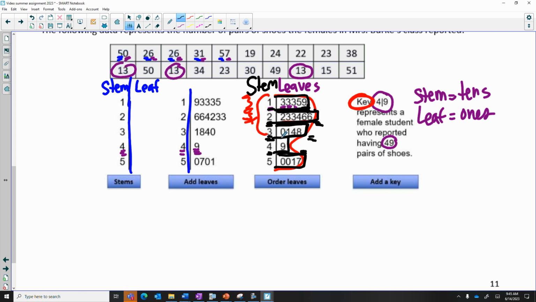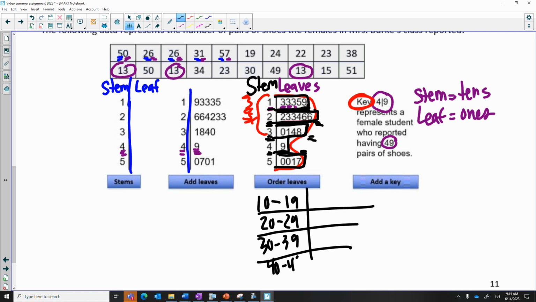So these intervals would actually be 10 to 19 pairs of shoes, 20 to 29 pairs of shoes, 30 to 39 pairs of shoes, 40 to 49 pairs of shoes, and 50 to 59 pairs of shoes. This would be the interval range. Another name for it, again, is class width. And then what we could do is make a frequency table counting the number of people who fall into each category. So 1, 2, 3, 4, 5. There's 5 people in this first stem. Next one, 1, 2, 3, 4, 5, 6. 6 in the next one. 1, 2, 3, 4 in the next one. And in the last one, 1, 2, 3, 4.